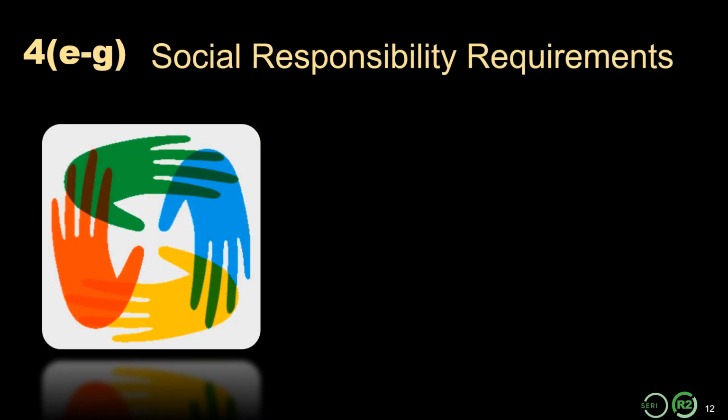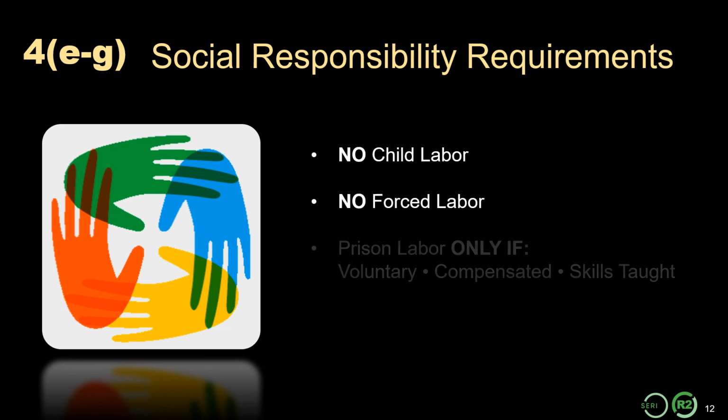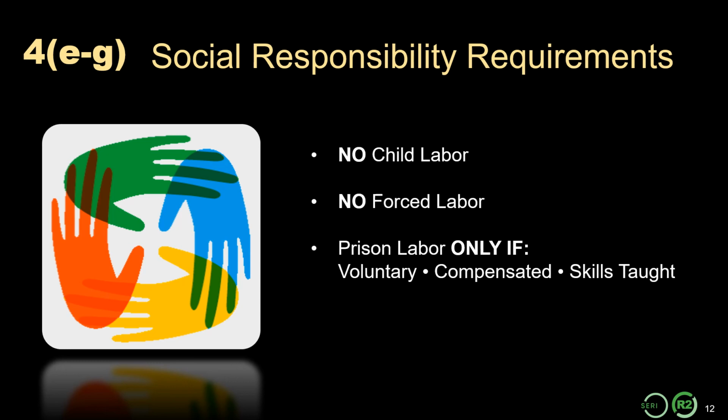Core Requirement 4 also includes several social responsibility requirements. Child labor, which is generally defined as dangerous and harmful work that interferes with schooling, is prohibited under R2, as is forced labor, where a worker cannot leave or terminate employment freely. Prison labor may only be used if it is voluntary and compensated beyond room and board, and skills are taught for gainful employment upon release.